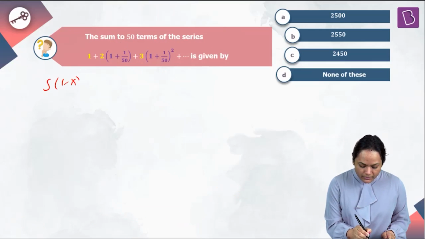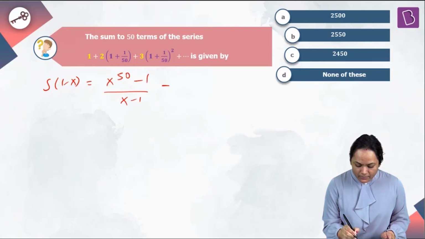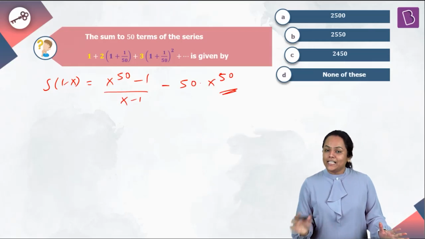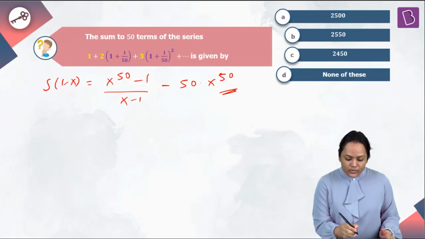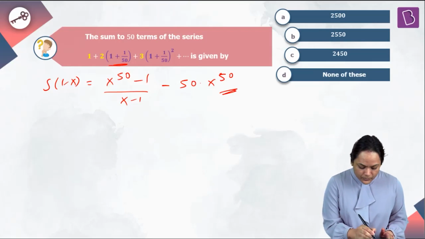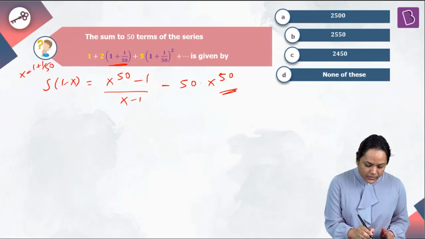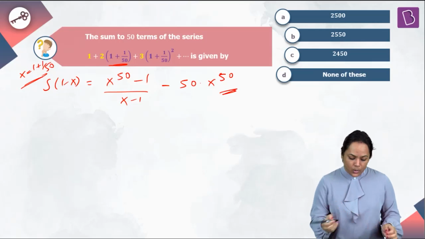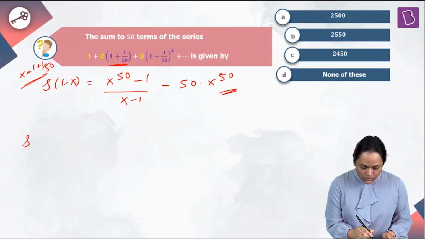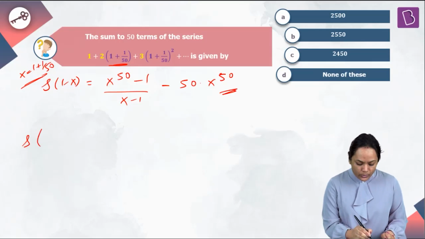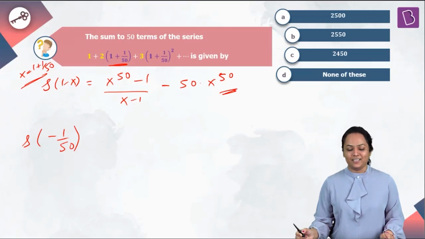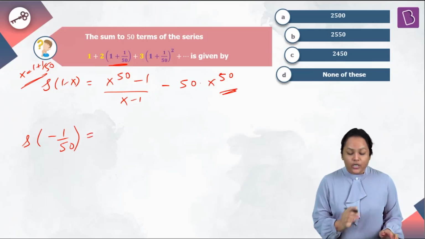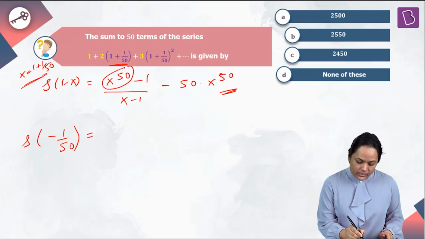S multiplied by 1 minus x is equal to x raised to 50 minus 1 upon x minus 1 minus 50 into x raised to 50. This is what we have just obtained. Clear till this step? Very well. We also know that x value was 1 plus 1 by 50. So now, what is the value of 1 minus x? Well, I can say that this summation multiplied by 1 minus x will be equal to minus 1 by 50. Isn't it? Okay.